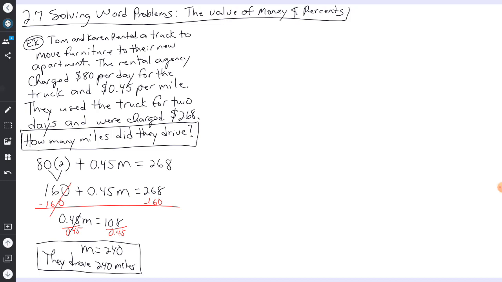How did I get there? First I said, all right, well, they were charged for 2 days, so 80 times 2 is 160. Then I did the difference of what they were charged, and then I just divided it. Simple in my mind. Yeah, and it can be processed that way.